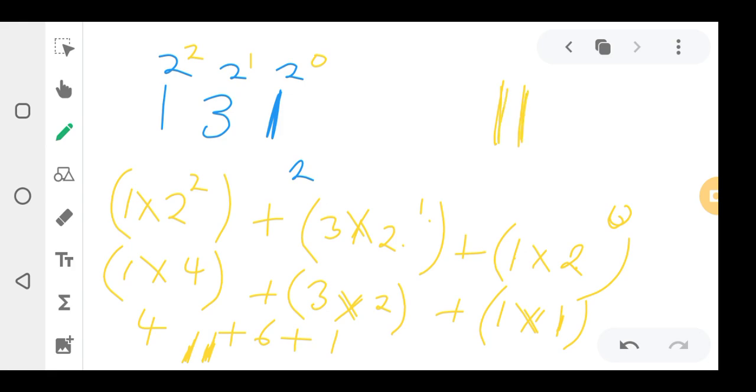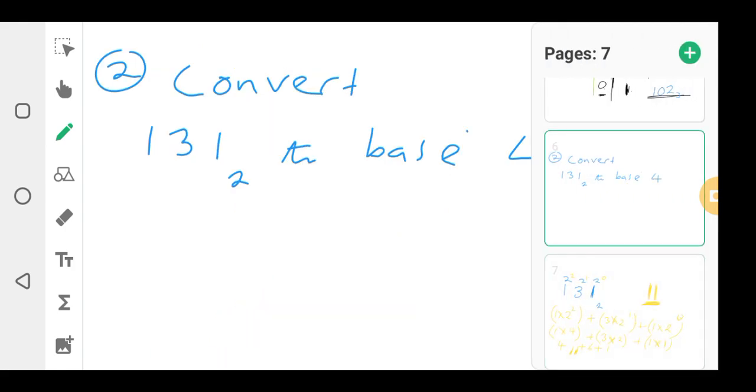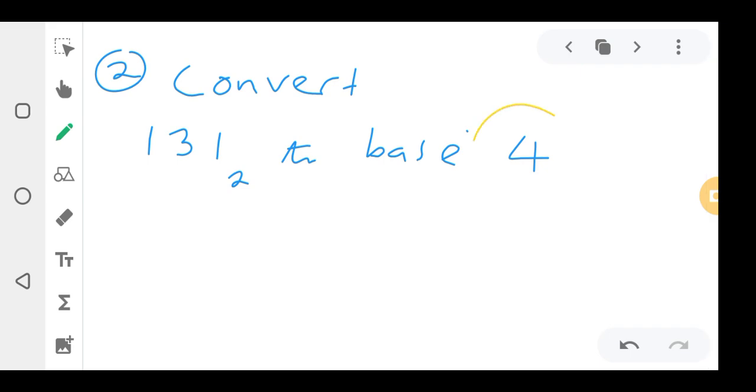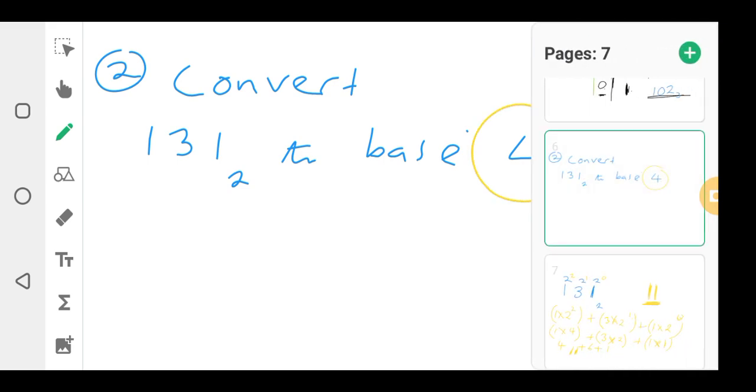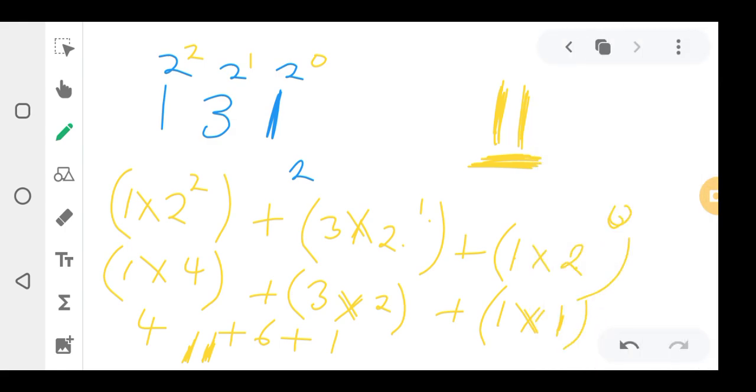So now you convert this 11. The answer is 11, and this 11 I've put here is in base 10. Now they said convert to base 4, so it means you divide by 4, that answer 11, the one you got.